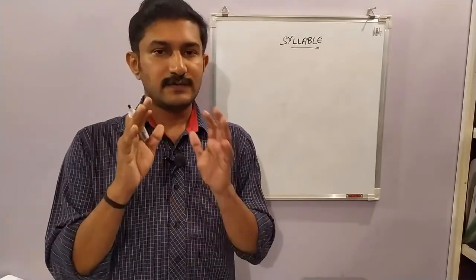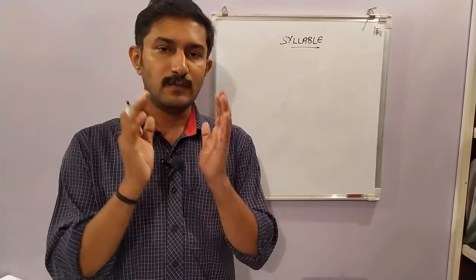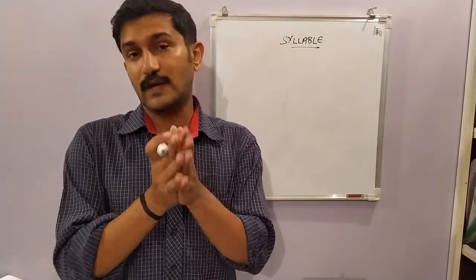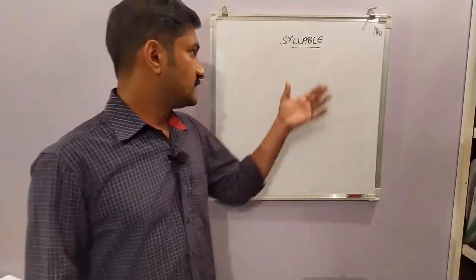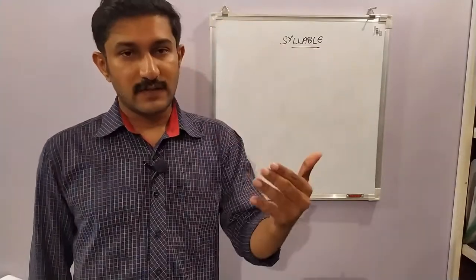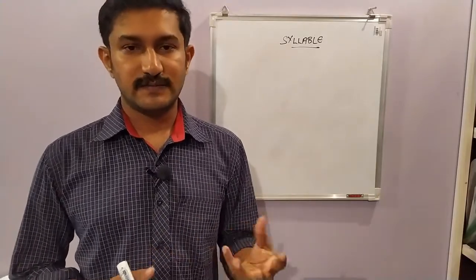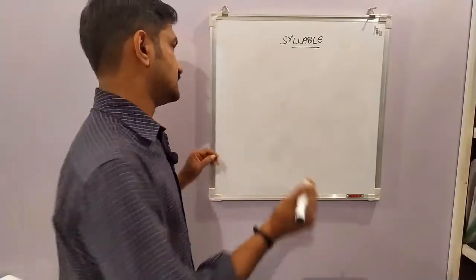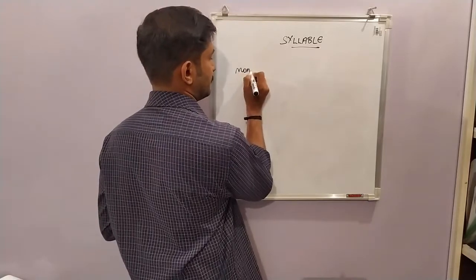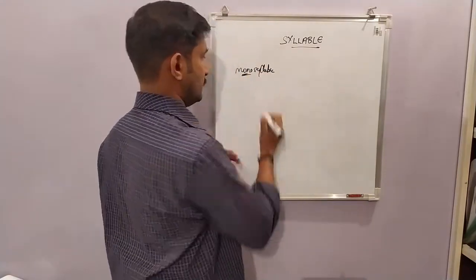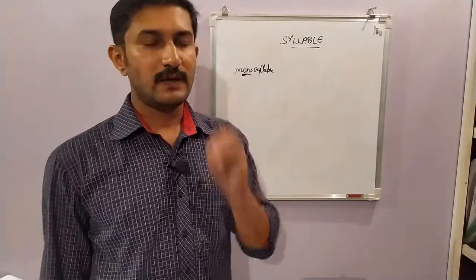So, we have to distinguish how much sound we can utter with one puff of breath. So, syllable refers to the maximum sound that we can utter with one puff of breath. Certain words can be pronounced with one puff of breath. Such words we call monosyllabic. Mono refers to one, a word which is having only one syllable.